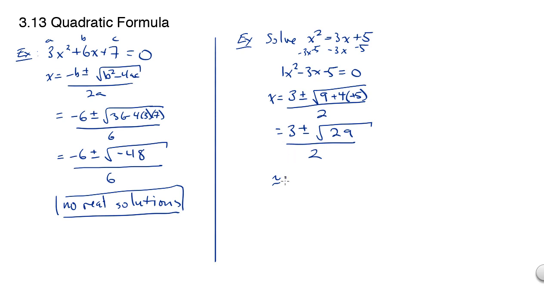You could just type these out on your calculator and get decimals. 3 plus the square root of 29 over 2 is 4.193, about, rounded to the nearest thousandth. And 3 minus the square root of 29 all over 2 is negative 1.193. So depending on what your problem is asking for, those are the solutions.